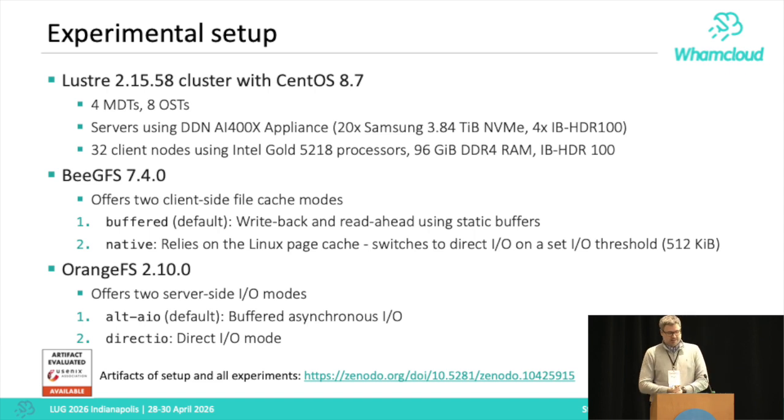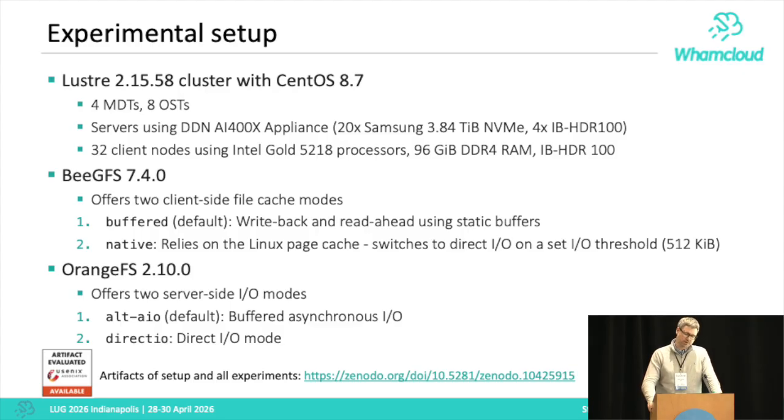All right, regarding the experiments. The servers we're using in the next experiments are DDN appliances with an NVMe backend and 32 client nodes. But we also compared against other file systems. And why specifically these two file systems? Well, BeeGFS, which is a parallel file system that is built in Germany, has a similar mode where it can switch to direct I/O. This is this native mode, right? And this is very interesting to compare to.